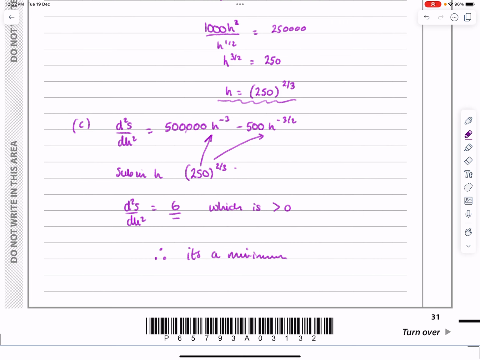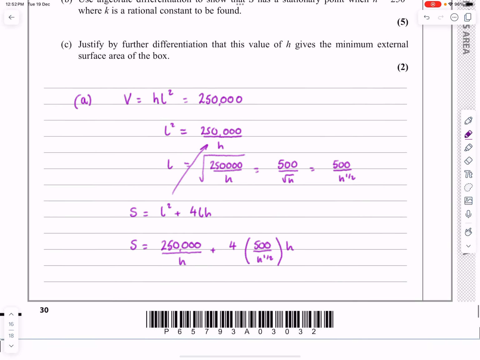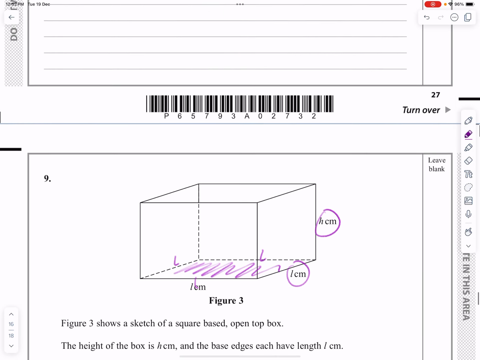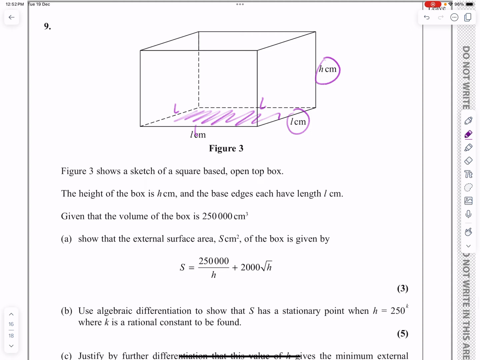Okay, so not a bad end to the paper there. Some not very nice algebra to do, but the basic concepts of that one should be okay to you. Hopefully that will make sense.